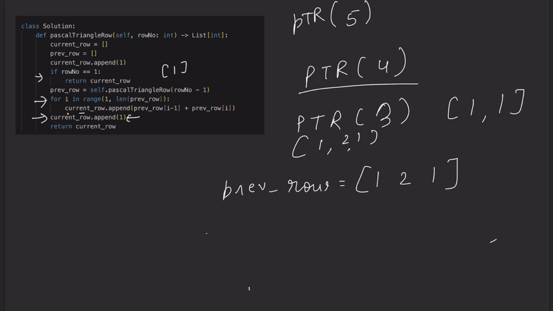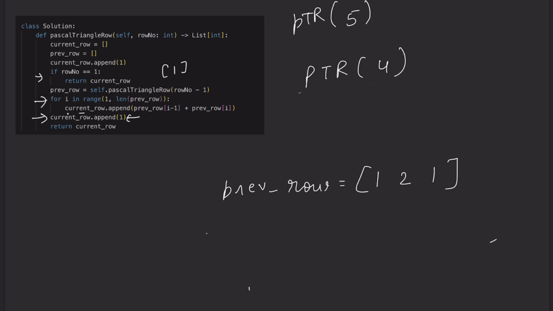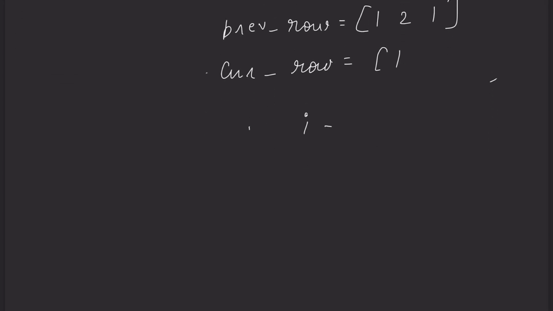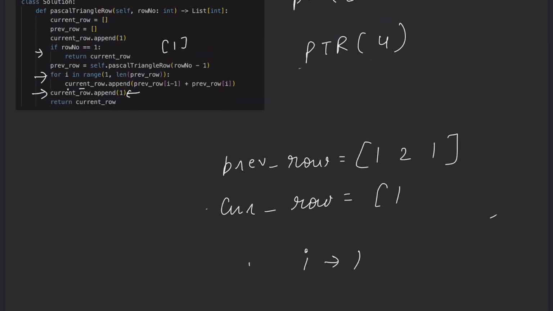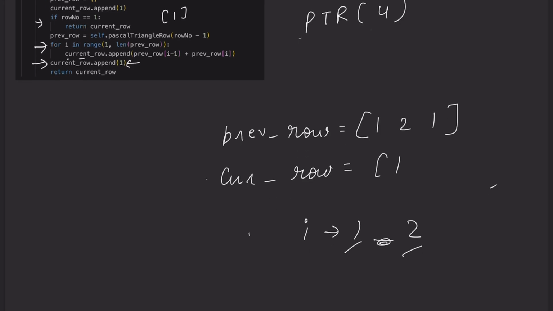1 to 1 is the previous row for PTR4 call and we can just remove this. Now this call has finished. For this the current row contains just 1. Then we run I from 1 till length of previous row, which is 3, and we basically run till index 2 only. So for 1 and 2 index it runs.